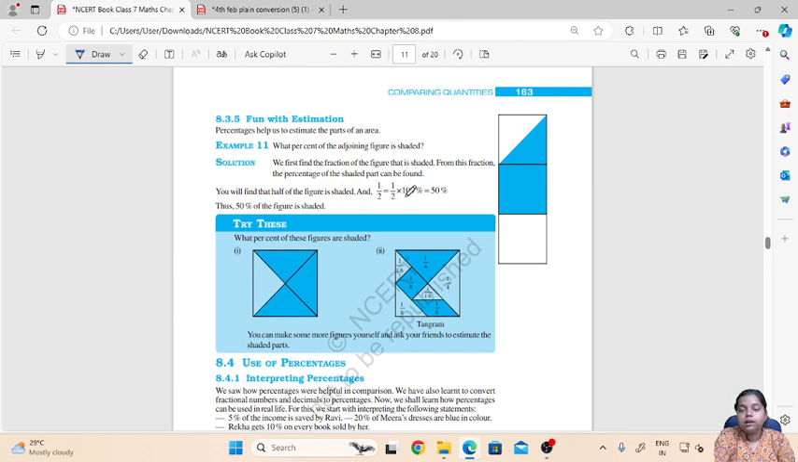This is in the form of fraction. If you want to convert it into percentage, then we have to multiply it by 100, and that will be equal to 50%. 2 ones are 2, 2 50s are 100. So 50%. So 50% of the figure is shaded. Understood?